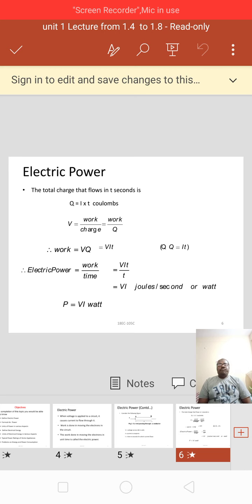By viewing this formula, we get a new definition of electric power, that is, electric power is defined as the product of voltage and current, that is P equals VI in joules per second or watts.